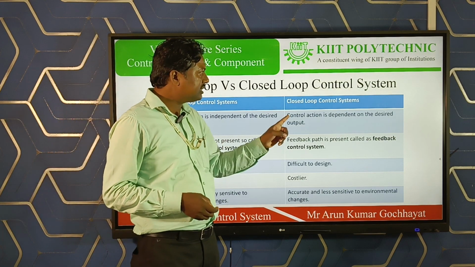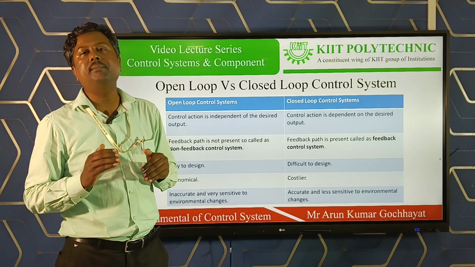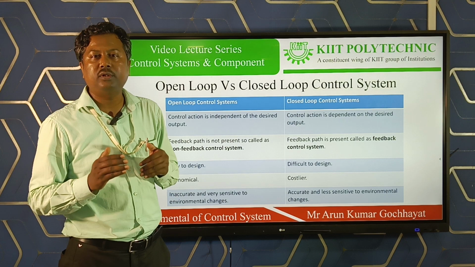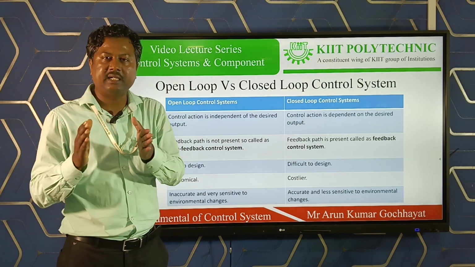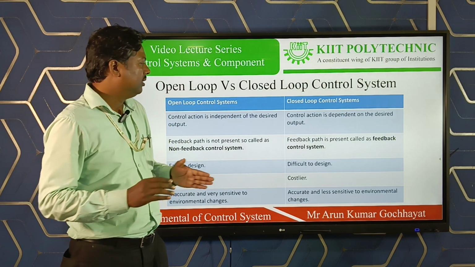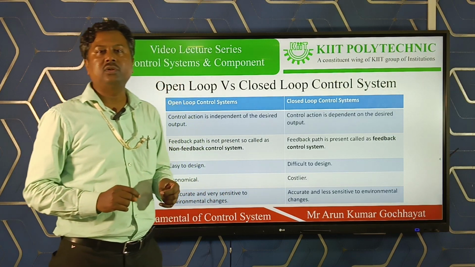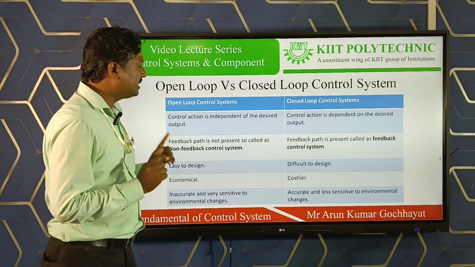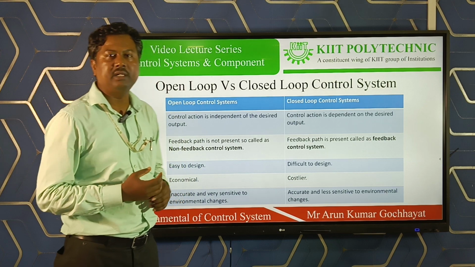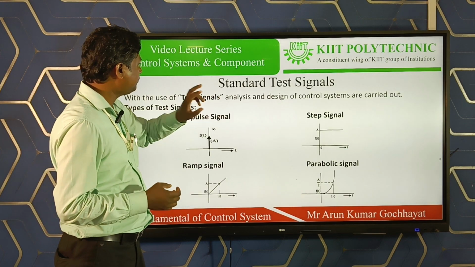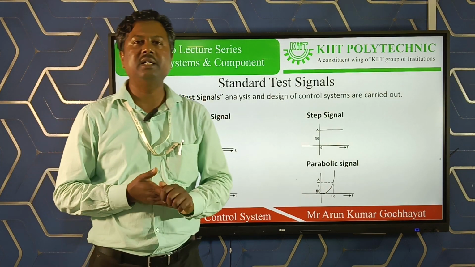But in a closed loop control system, you are able to maintain the output at an accurate value, that is, at the exact value. So closed loop control systems are less sensitive towards environmental changes. Now let us move to the standard test signals.